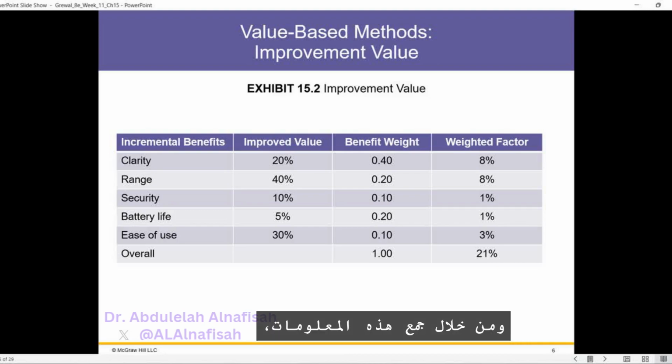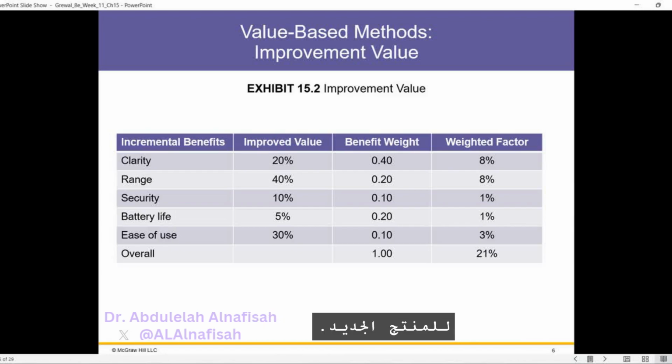By gathering this information, the telecommunications company can use the improvement value method to estimate how much more consumers would be willing to pay for the new cell phone compared to the existing product. The perceived improvement in clarity, along with the assigned weight of importance, can be taken into account when determining the pricing strategy for the new product.